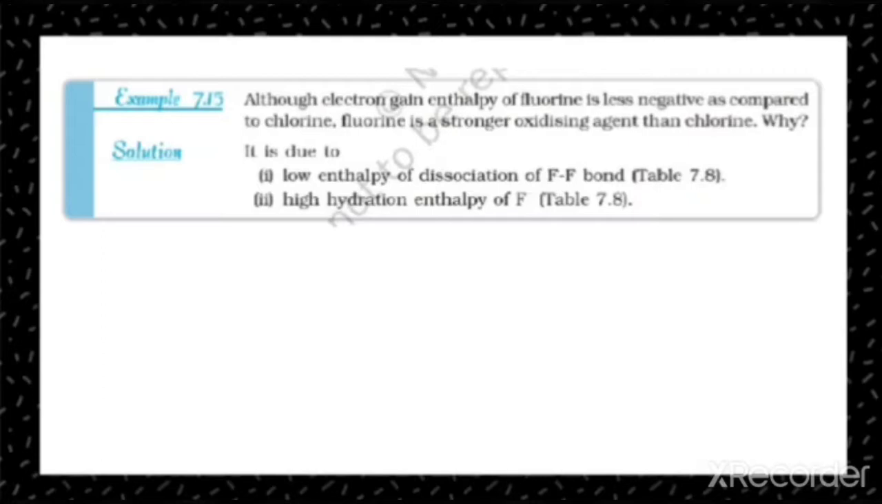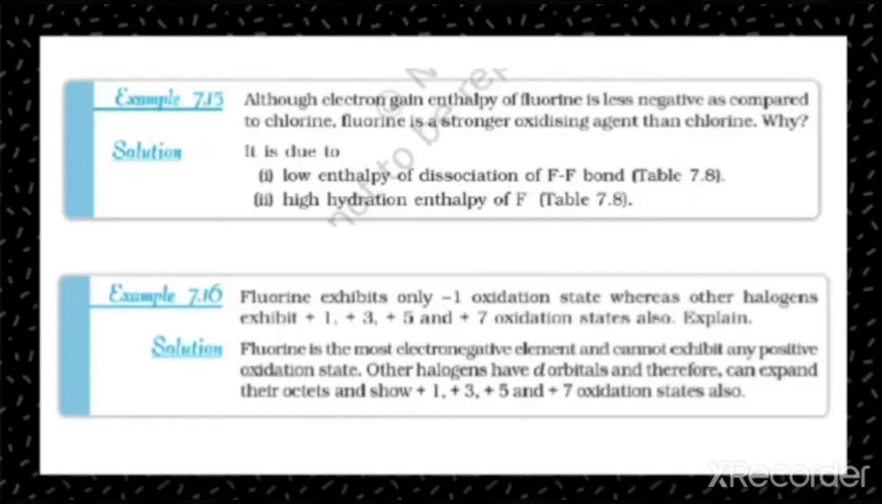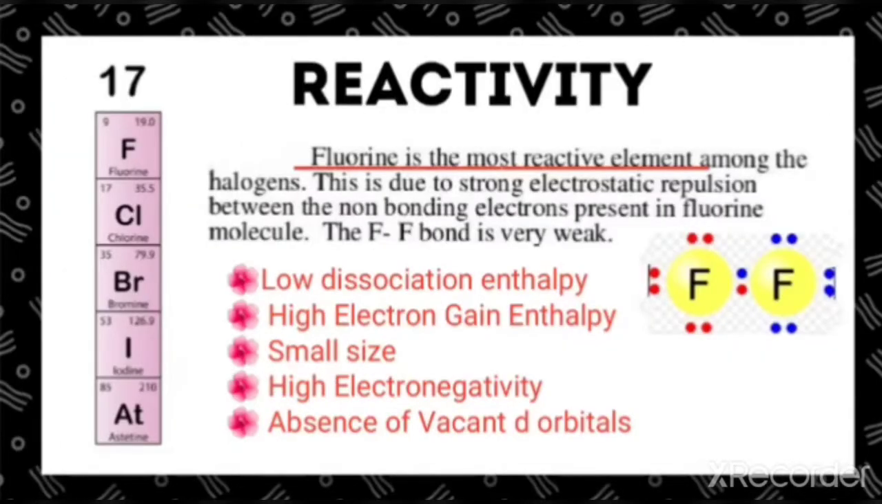Let us discuss one more question, that is question 7.16. Here the question is: fluorine exhibits only the -1 oxidation state whereas other halogens exhibit +1, +3, +5 and +7 oxidation states. Explain. Here also there is a comparison between fluorine and its own members. So I told you, you need to remember those 5 points. These are the 5 points. Let us check the answer for this.